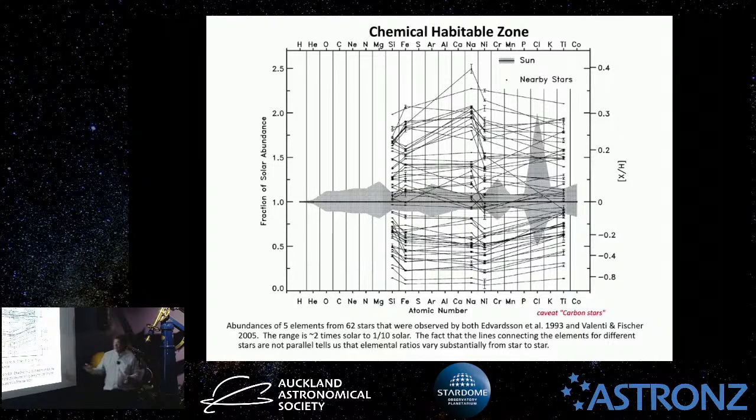For example, the C to O ratio is very important. The C to O ratio of the sun is about a half, and if it were about 0.8, then instead of being a silicate planet, we would have a diamond planet, a carbide planet. Why is that? Well, hydrogen and helium, that's what a star is made out of. The Earth is made out of these things here, mostly these two. And these are really, really important.